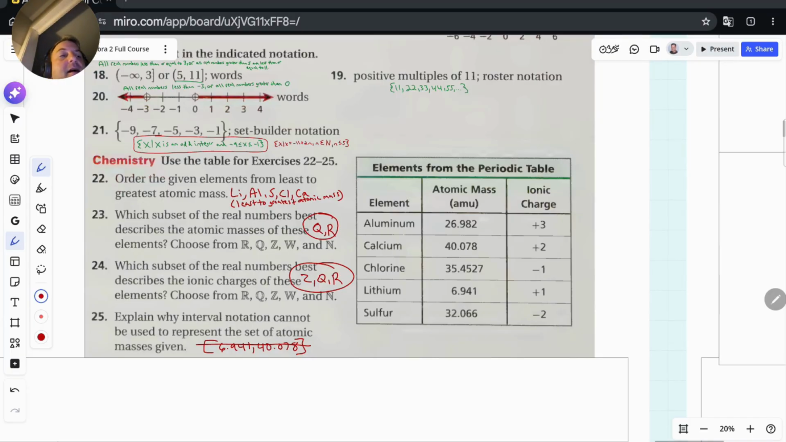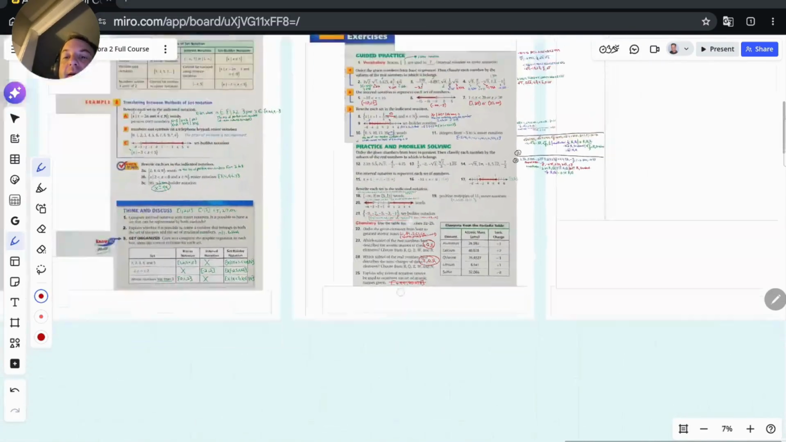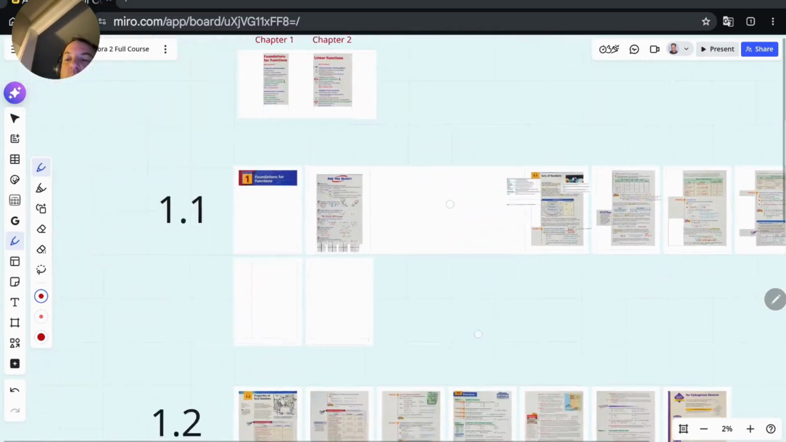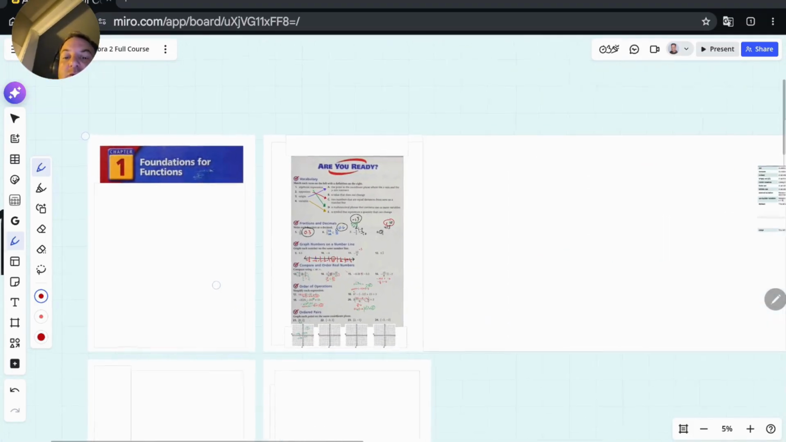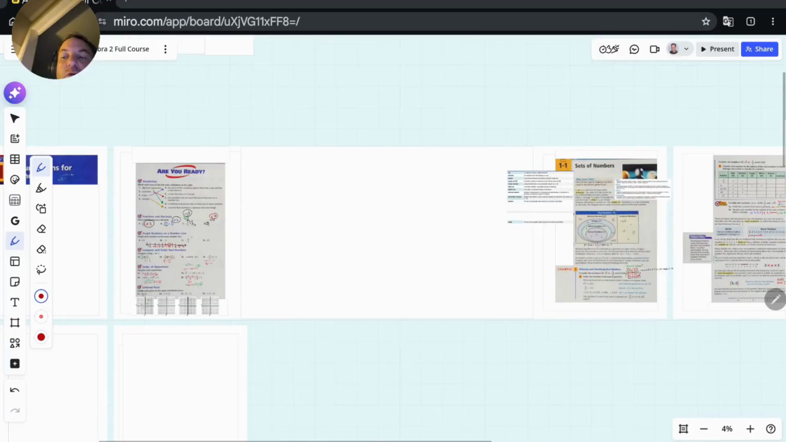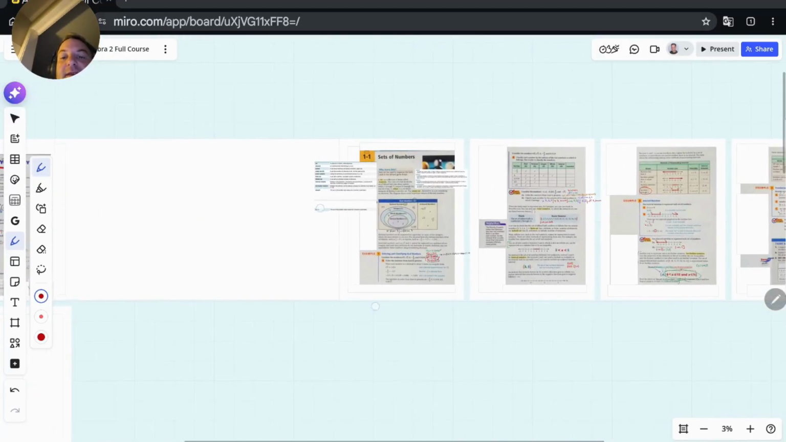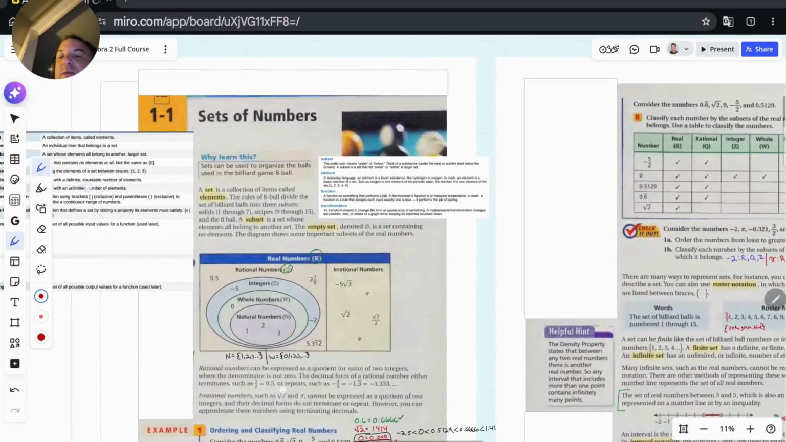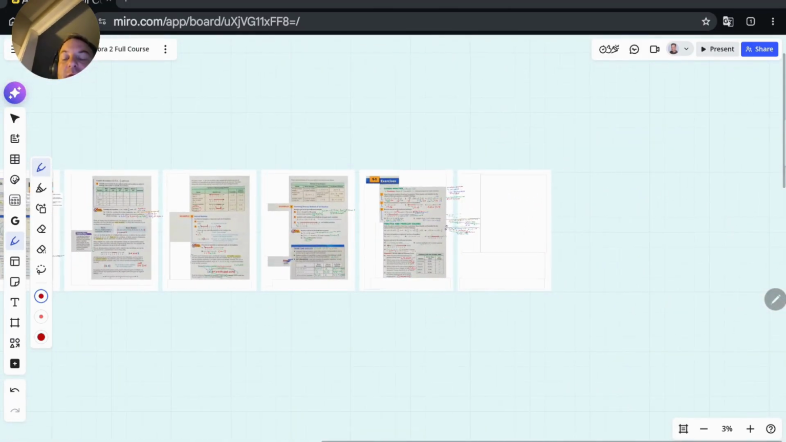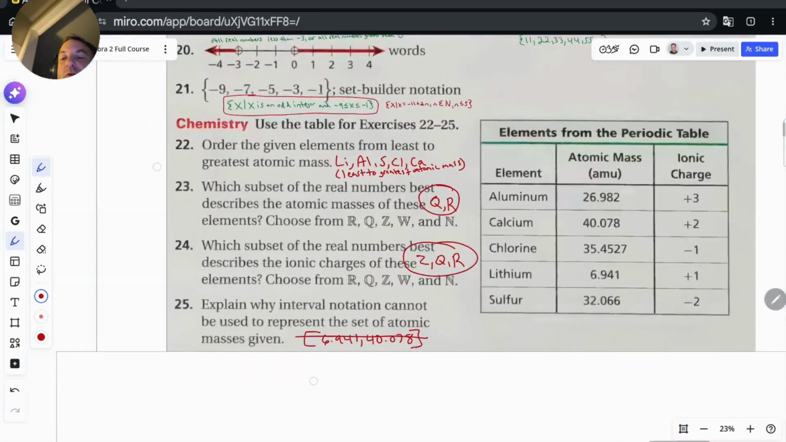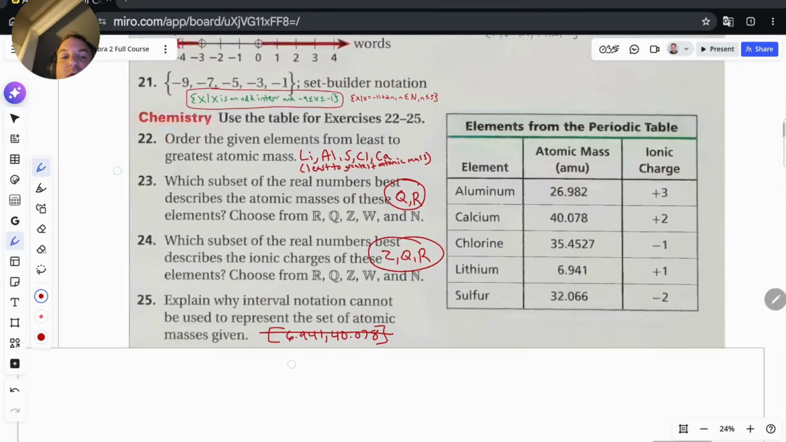Thank you for joining. This is the end of 1.1. So go back in our previous videos if you haven't had the chance to. Foundations for functions was our very first. Just a few warm-up exercises there to get us into the course. In this first section, we worked with sets of numbers. As you can see, all our videos covered all the way through to our chemistry problem here, which we just did today, 22 through 25.